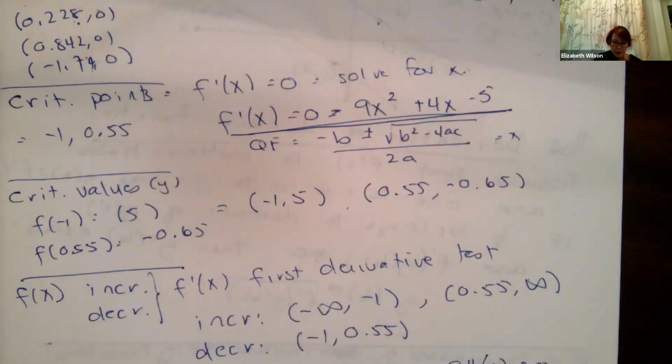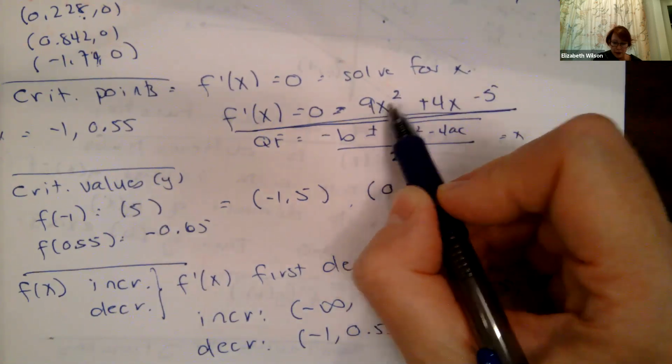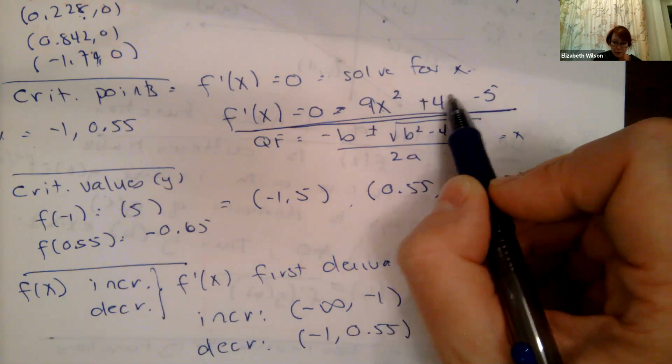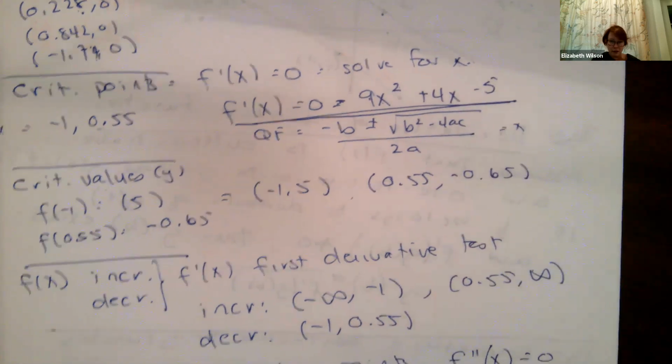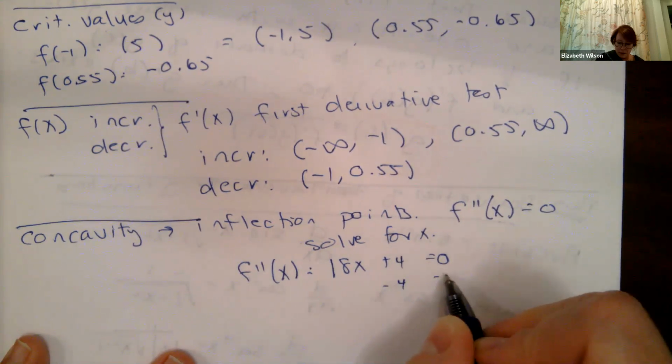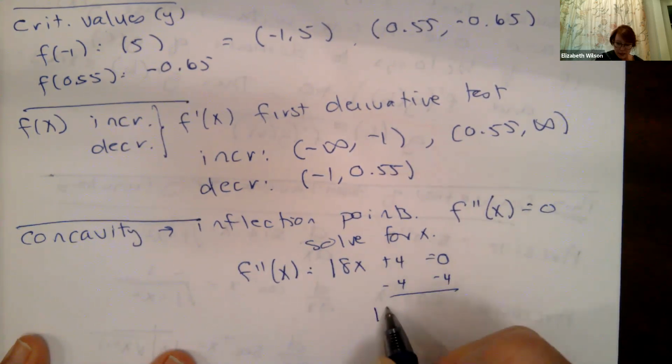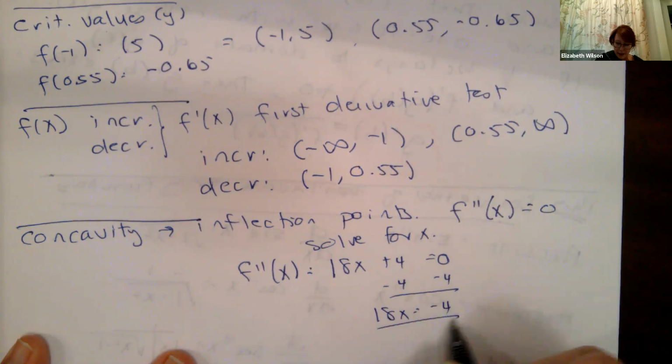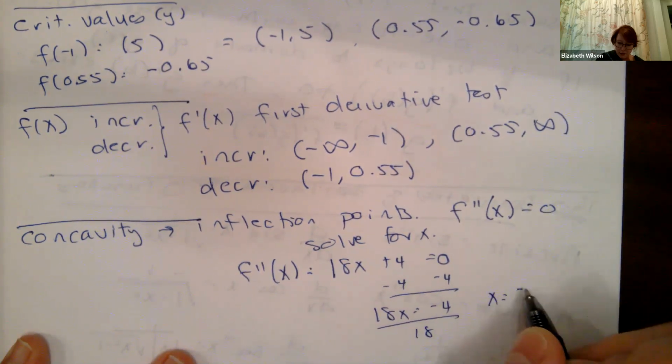So I'm doing my power rule. 9 times 2, I subtract 1 from the 2, plus 4, and then the 5 drops off because it's a constant term. So now I need to solve for x. Be careful, some of you did this a little bit crazy. So this is 18x equals -4, divide by 18.